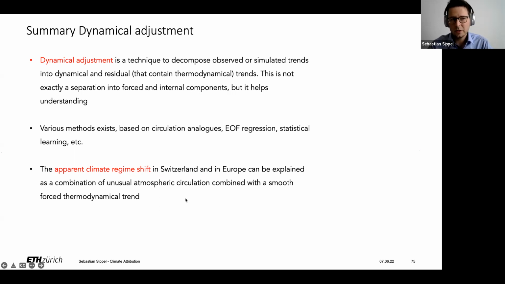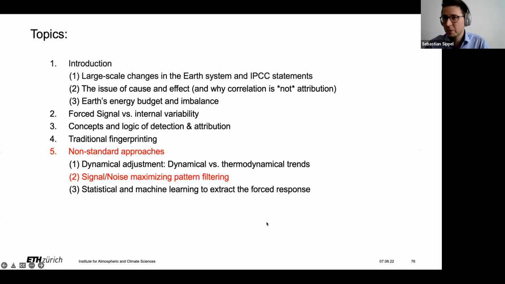And for this illustration, this apparent climate regime shift in Switzerland and in Europe, in fact, can be explained as a combination of an unusual atmospheric circulation trajectory combined with a smooth forced, or we argue forced, thermodynamical trend. And with that, I would like to come to the second outlook part.